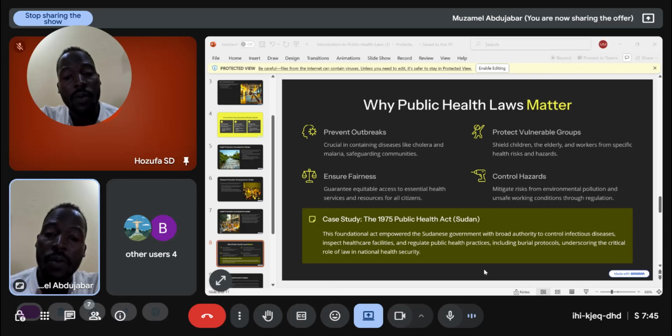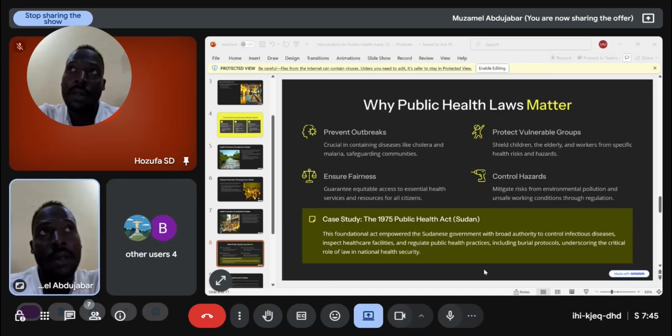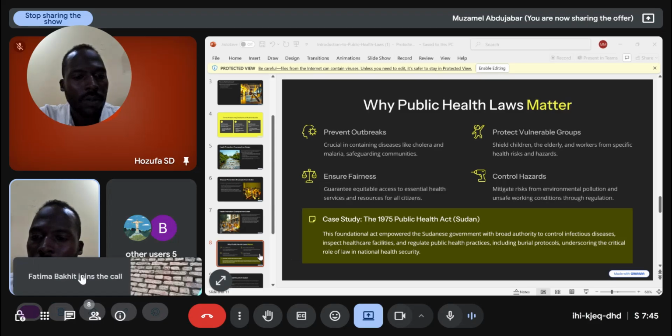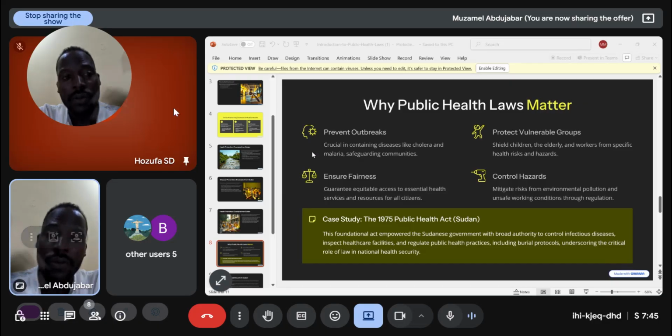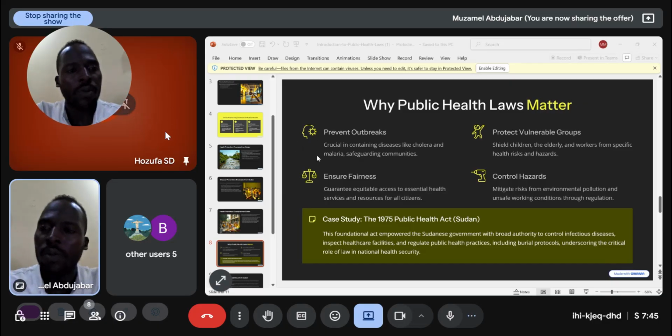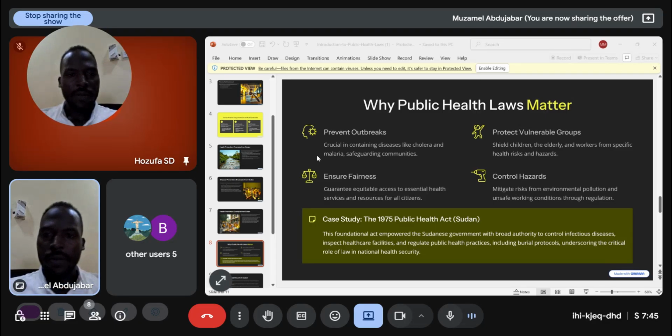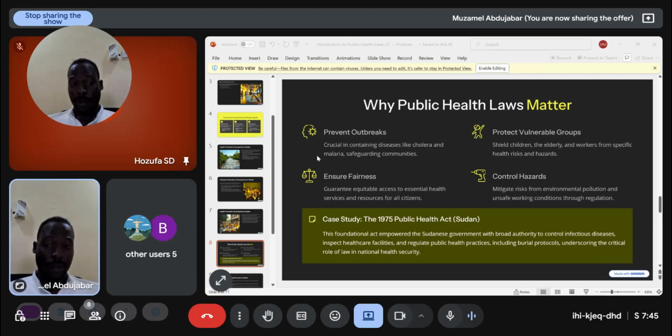This is one of the bylaws that can help us stop this kind of outbreak if they follow the precautions. As you saw in the COVID-19 time, there was a lockdown. People were not allowed to travel between countries, to reduce the exposure and the spread of the disease. This is one of the public health laws to prevent outbreaks.